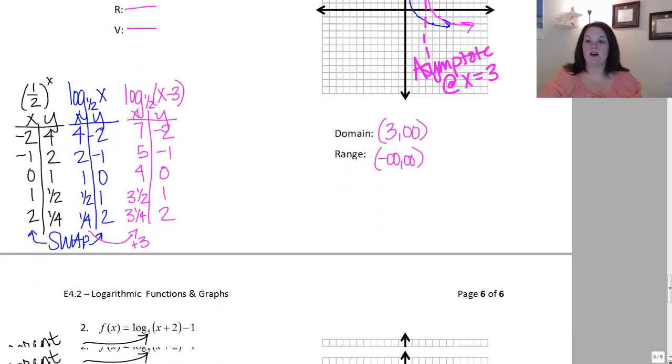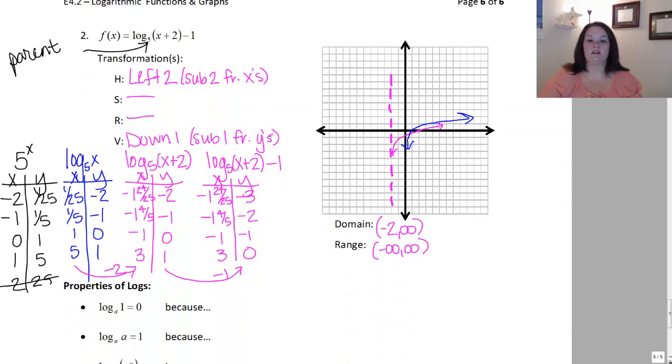Let's look at the second one. On the second one, we look at the log base, which here is 5. So I start with 5 to the x, that's my exponential parent. Make a table of values. Now notice here I was doing -2, -1, 0, 1, and 2.